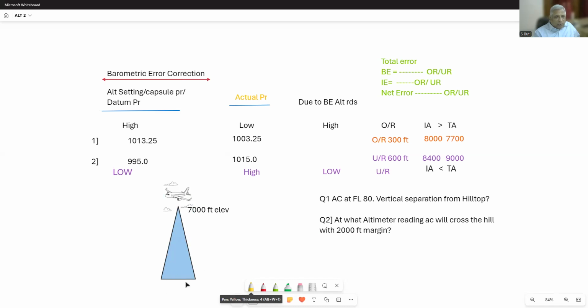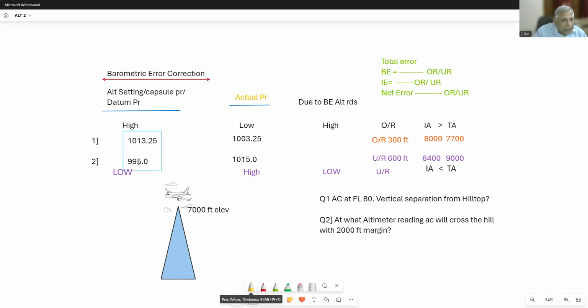If I have set this pressure here, prevailing pressure, on my datum. Since my datum pressure is high, actual pressure is low, high, low, high, my altimeter will read high, which means it will overread, and the difference is 10 millibars. So it will overread by 300 feet. When it is overreading by 300 feet, indicated is more, but my true altitude will be less. So my true altitude will be 7,700 feet, and the answer is that you are crossing this hill by 700 feet.